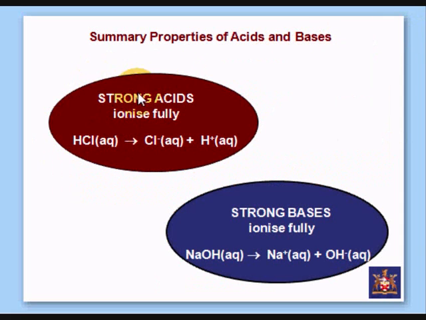So yet again, really importantly, strong acids ionize fully. HCl in water, which means in an aqueous solution, will form Cl minus and H plus in aqueous solution. Strong bases ionize fully. Sodium hydroxide will form Na plus and OH minus in solution. They ionize fully. That's the point, and this has got to do with the molarity thing that I said. 1 molar HCl produces 1 molar H plus because it ionizes fully. It's really, really important. Strong bases the same.